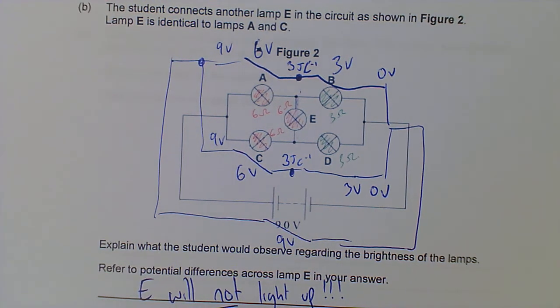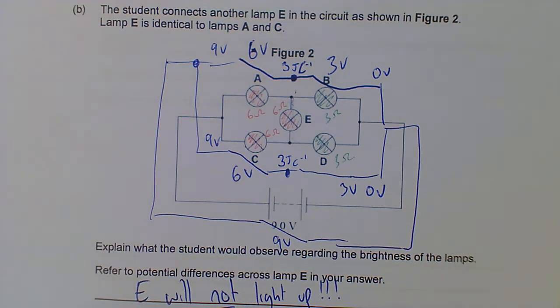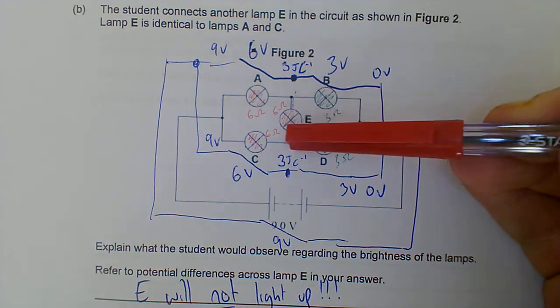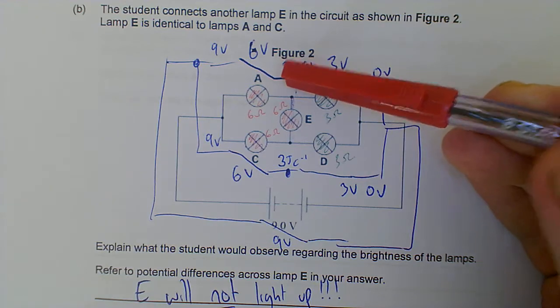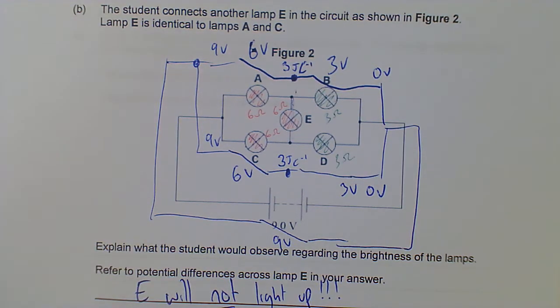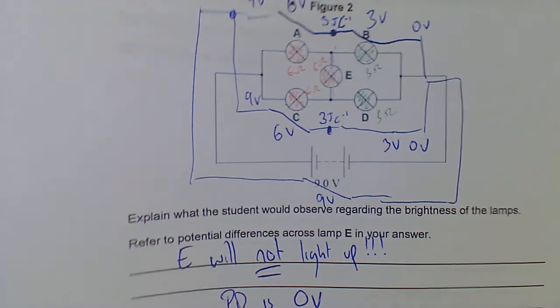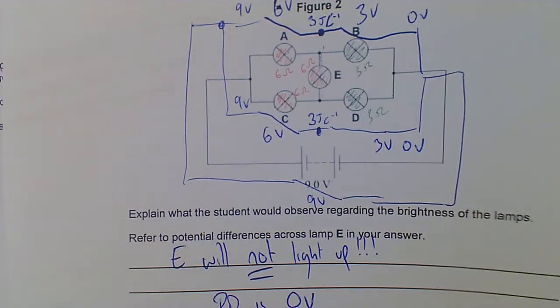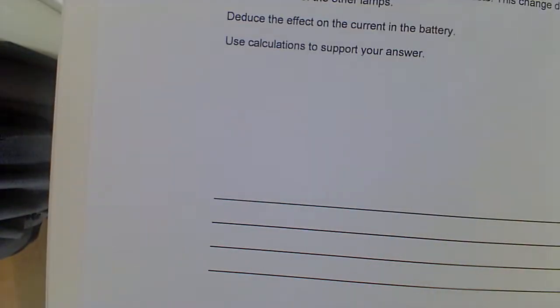Okay, do you understand the idea of that? And all the other bulbs will stay exactly as they are. If you put a voltmeter where E is, it would read 0 volts because the potential energy here and here is exactly the same. Naughty question. Lovely question for them, if you look at it from one way.